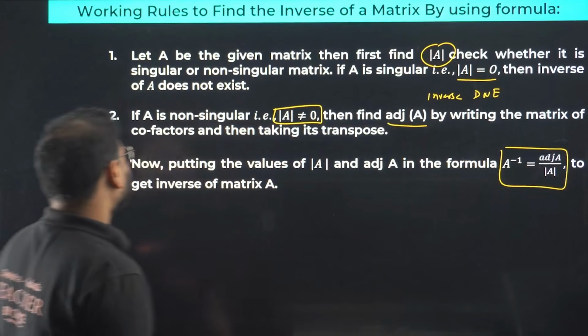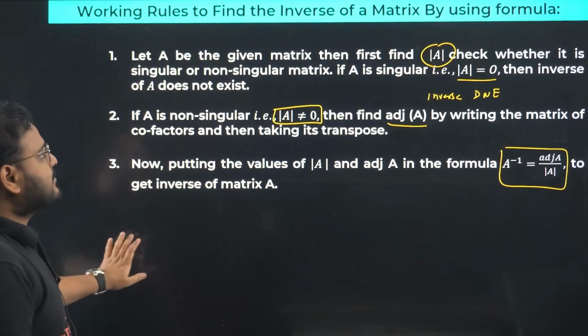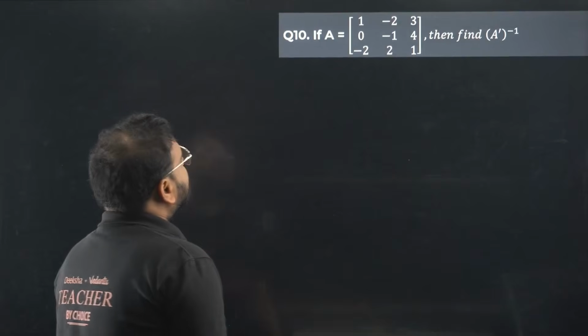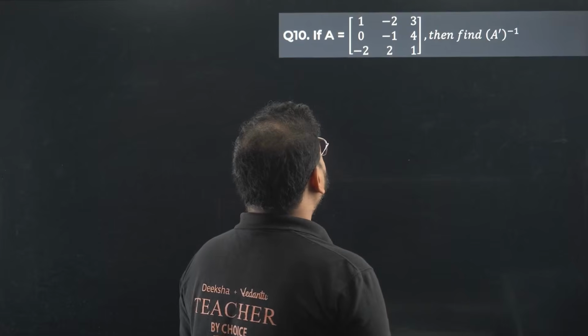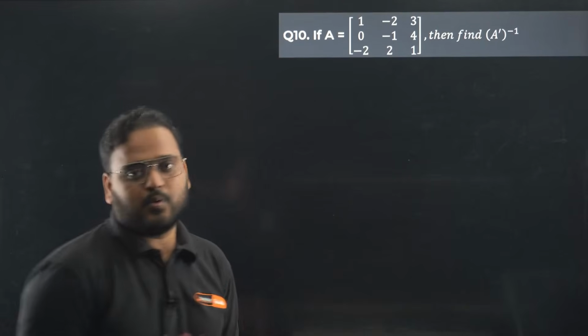Okay, that's your inverse. Check. That's your answer. 3 steps, simple ones. Now let's solve this question. If A equals the matrix 1 minus 2 3, 0 minus 1 4, minus 2 2 1, then find A dash transpose, A dash inverse.